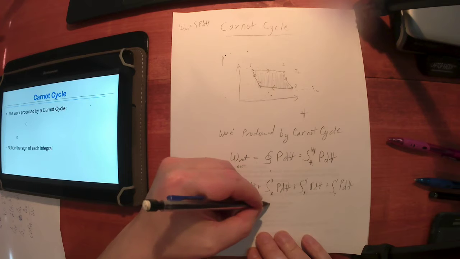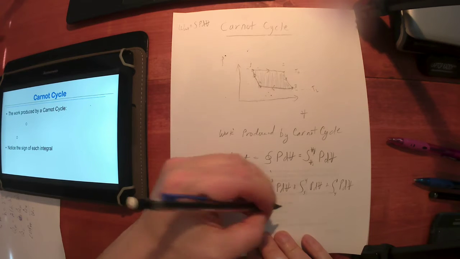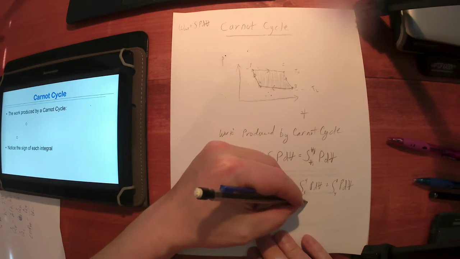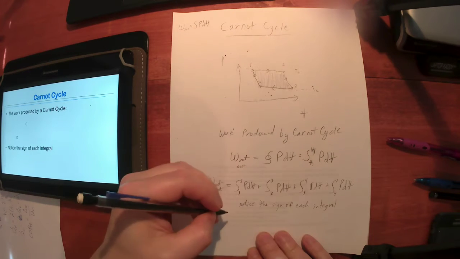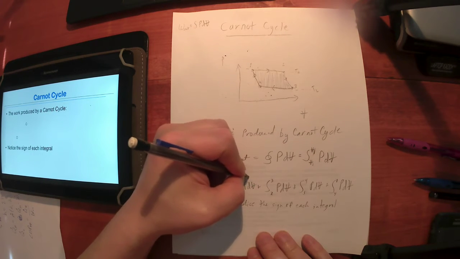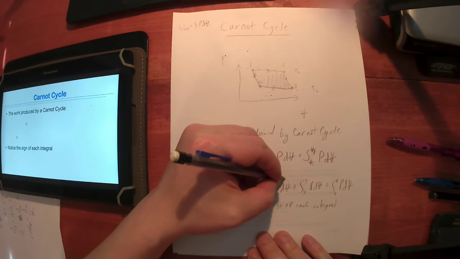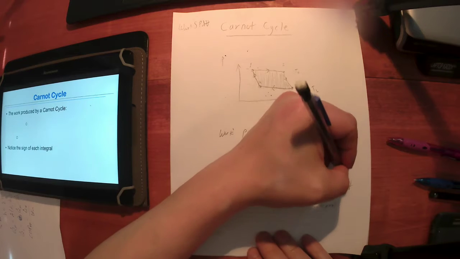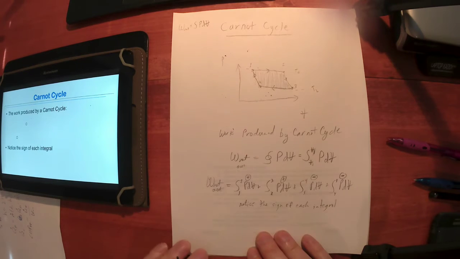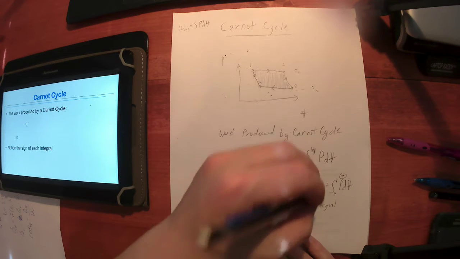Notice the sign of each integral. This one's positive. This one's positive. This one is compression, therefore it's negative. This one's compression, therefore it's negative. Right? I'm integrating from initial to final volume. If it's expanding, I will get a positive quantity. If it's compressing, I will get a negative quantity.